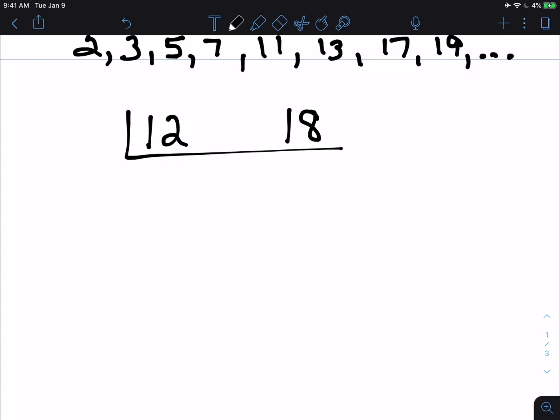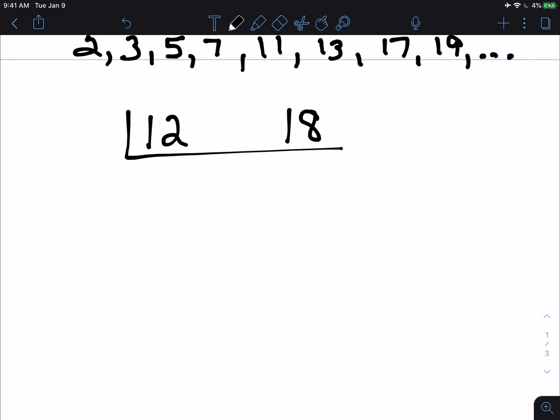The only way I can get 2 by multiplying whole numbers is 2 times 1. The only way I can get 3 by multiplying 2 whole numbers is 3 times 1. 4 is not a prime number because 4 is 4 times 1 and 2 times 2. But 5 is a prime number because 5 times 1 is 5, and there's no other way that I can get 5 by multiplying 2 whole numbers. 6 would not be a prime number because it's 1 times 6 or 2 times 3.